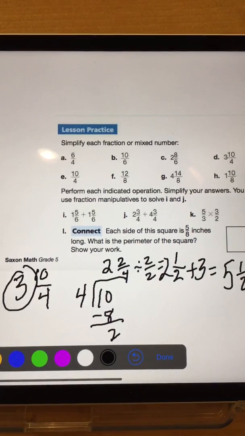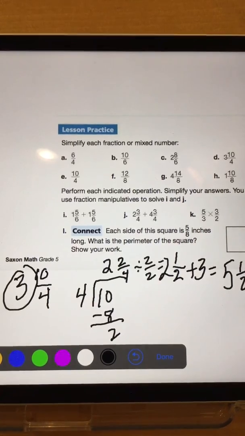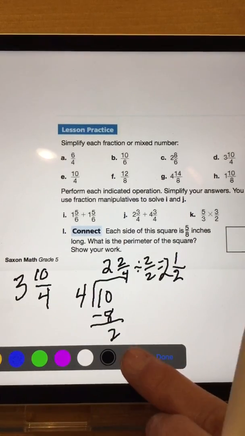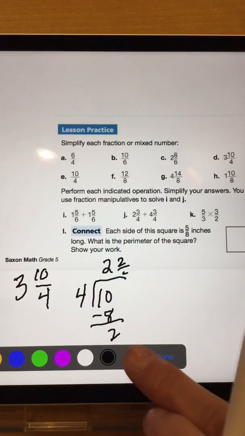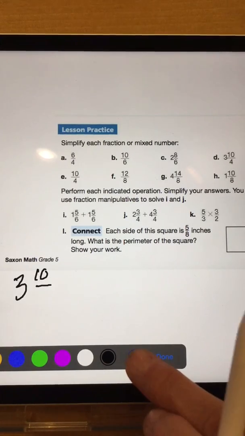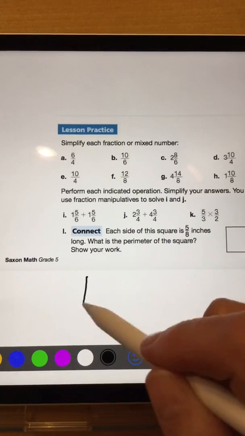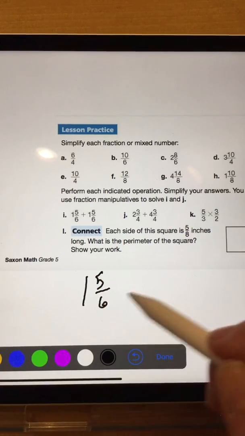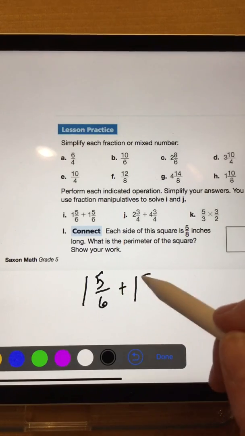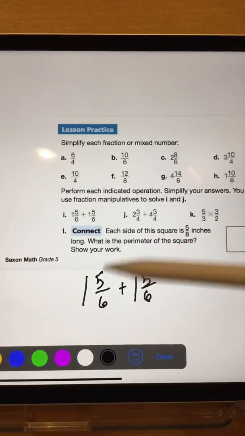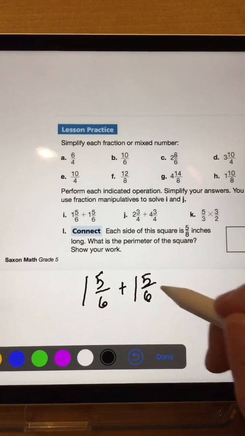All right, we will scoot on down to the next section. And it says, perform each indicated operation, simplify your answer. You may use manipulatives if you need to, okay? So, our next problem, I'm skipping down to J, okay? J is an addition problem of 1 5/6 plus 1 5/6. All right, so first thing I'm going to do is add my 2 whole numbers.